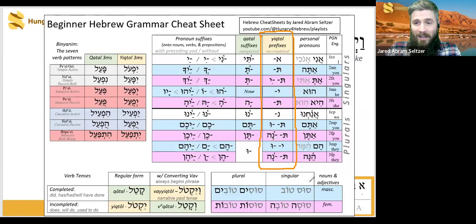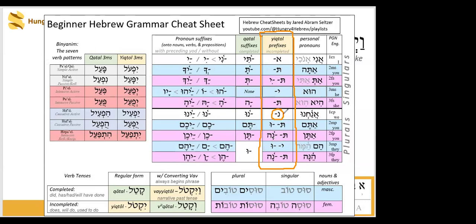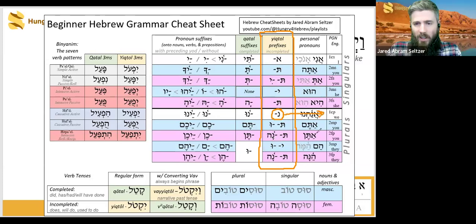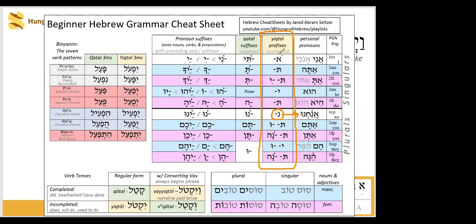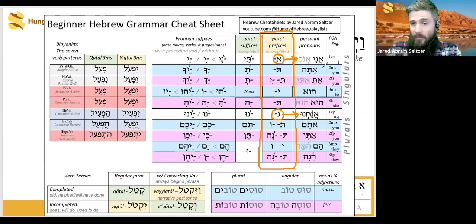What's the meaning of nikach? We will take. That noon tells us we, anachnu, are the subject. We will take. What about ekach with an aleph? I, ani or anochi, am the subject. So all these yiktol prefixes come at the beginning of the verb to tell us who the built-in subject is.